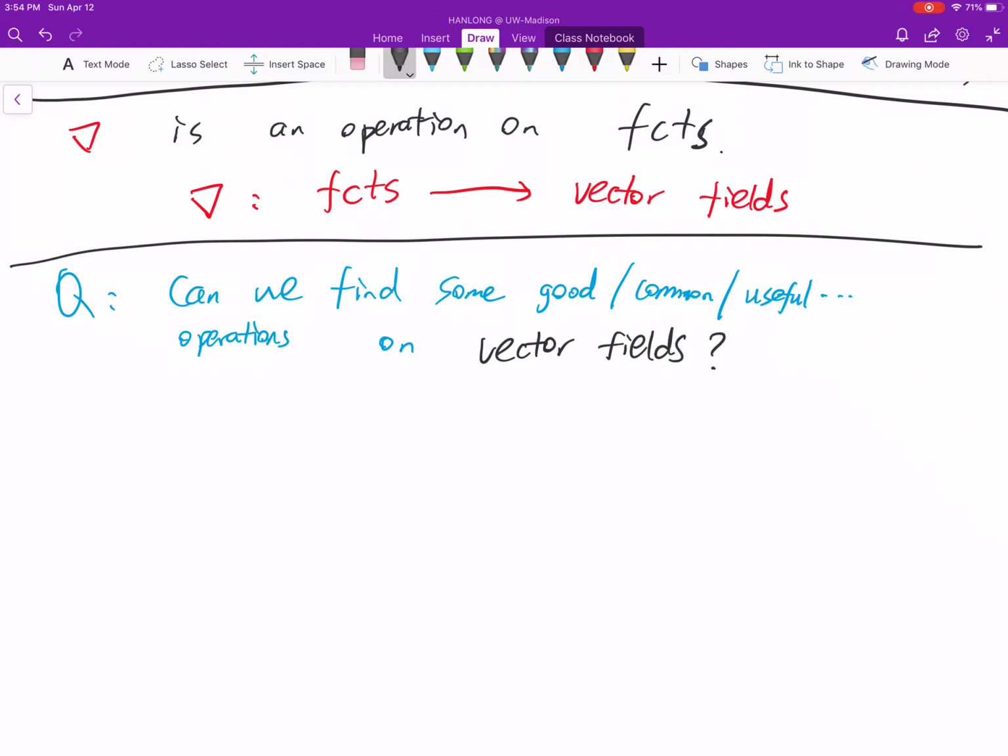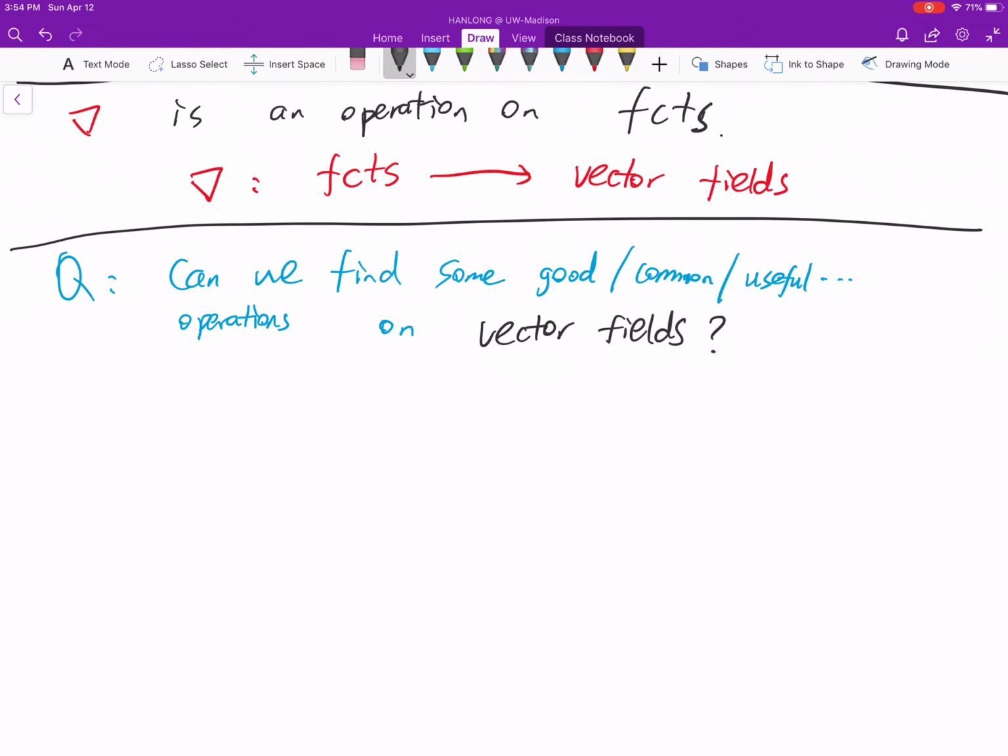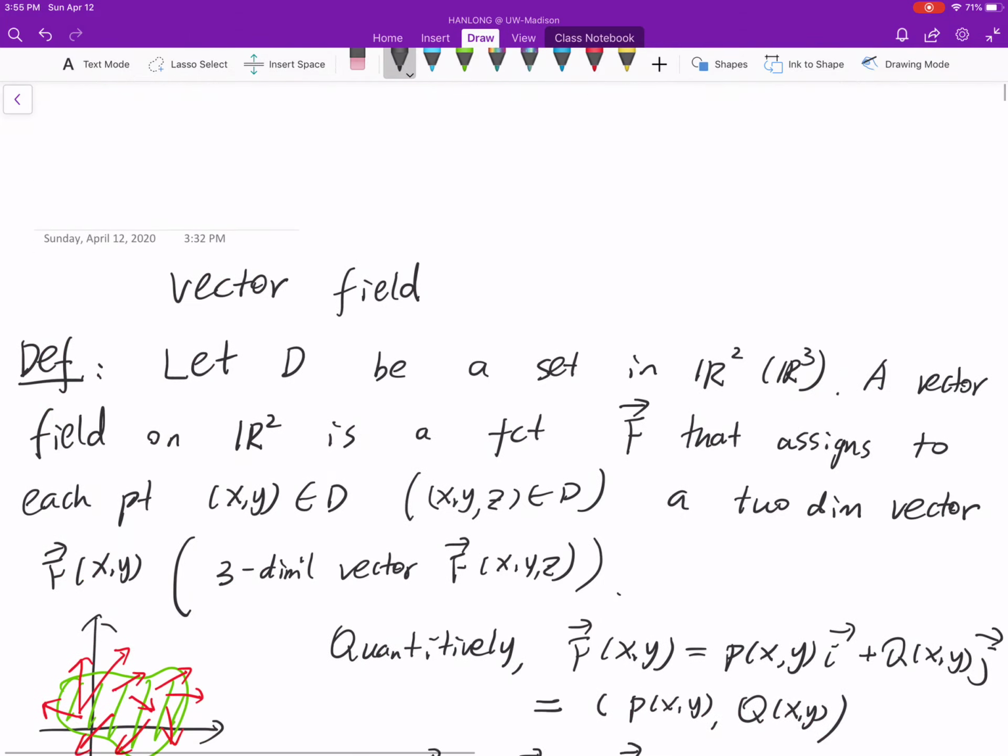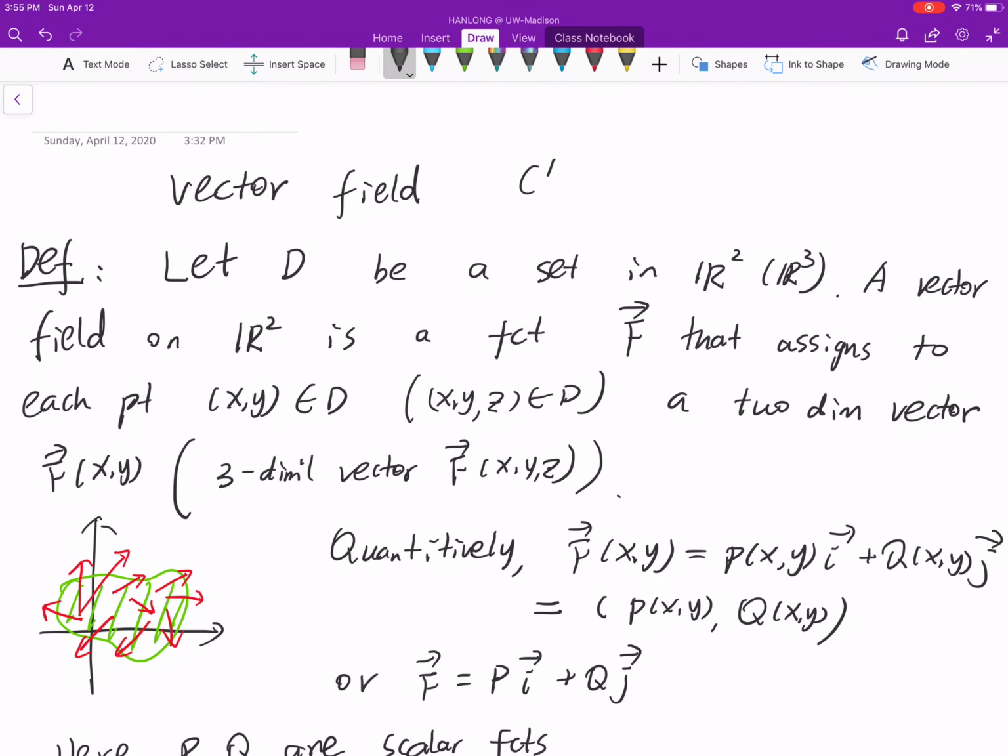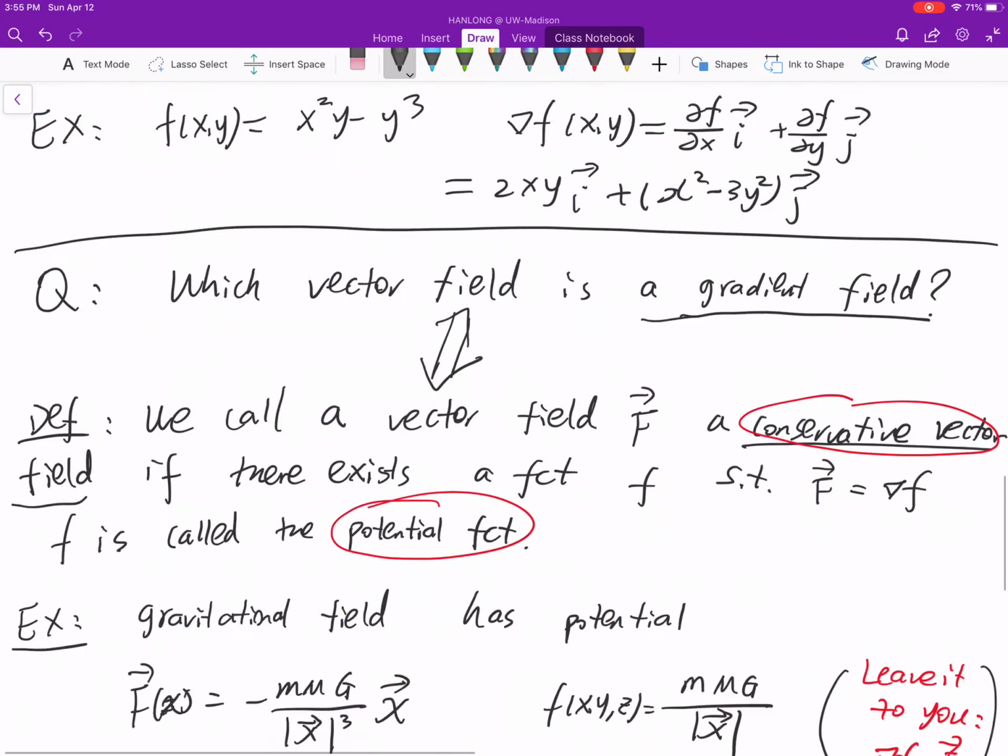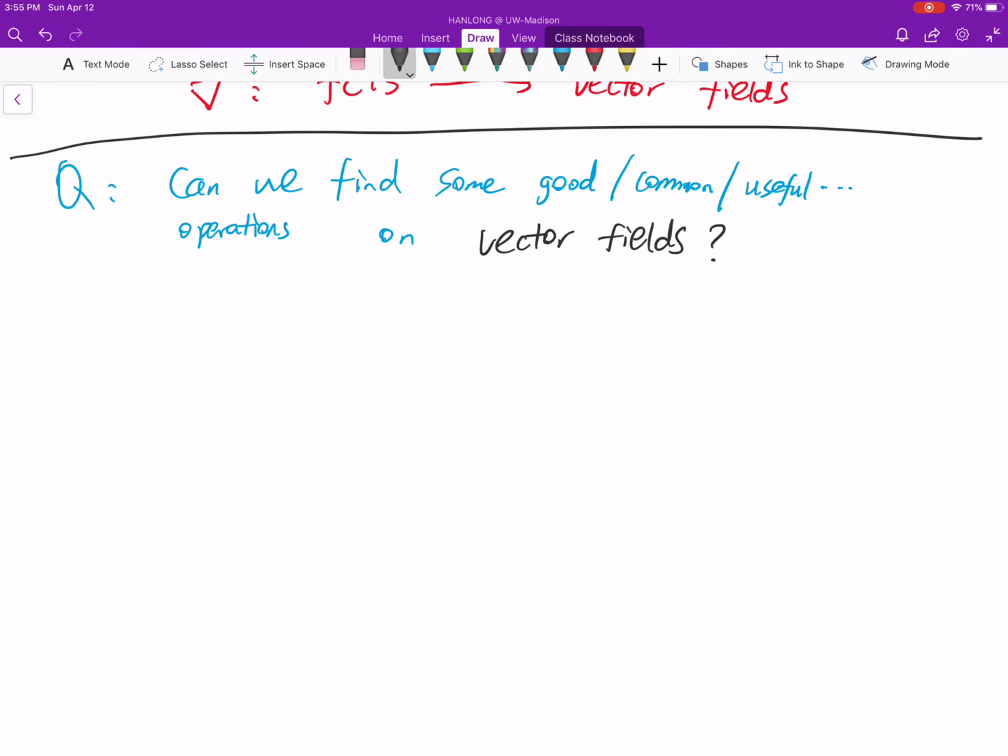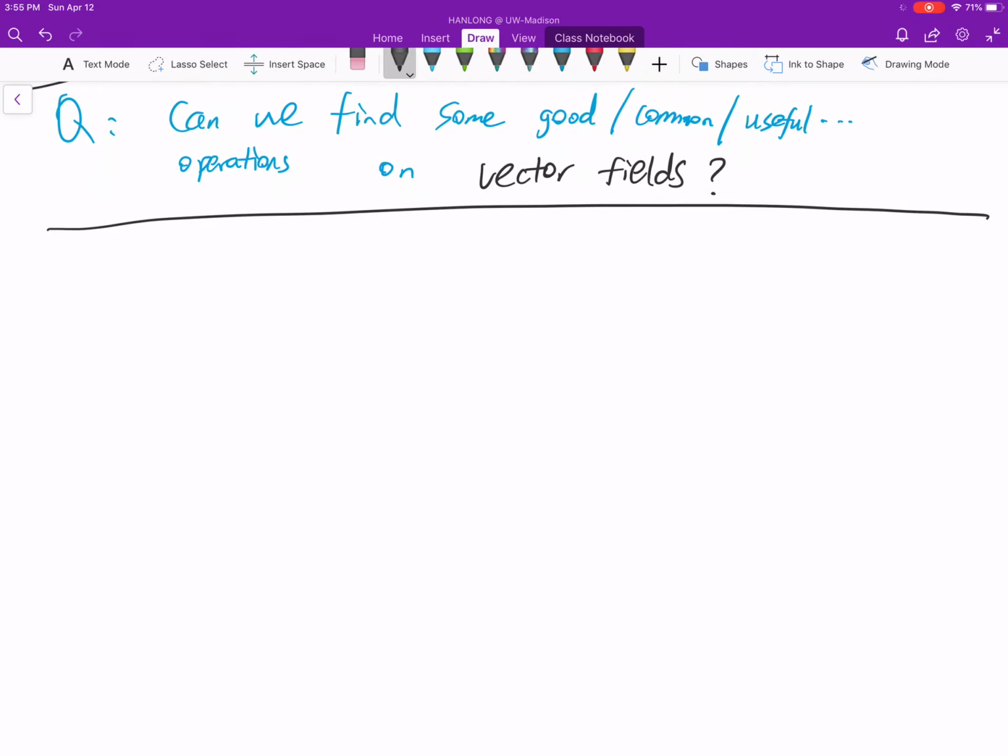So the answer is yes, and usually they come from geometry, and you will see this is strongly related to the topic in this chapter. Oh, I should say, this is a new chapter, Chapter 16 probably. Okay, now, the first one we would like to introduce is the curl of a vector field.